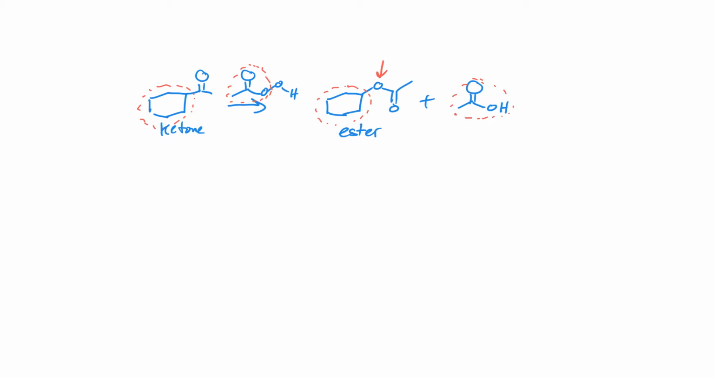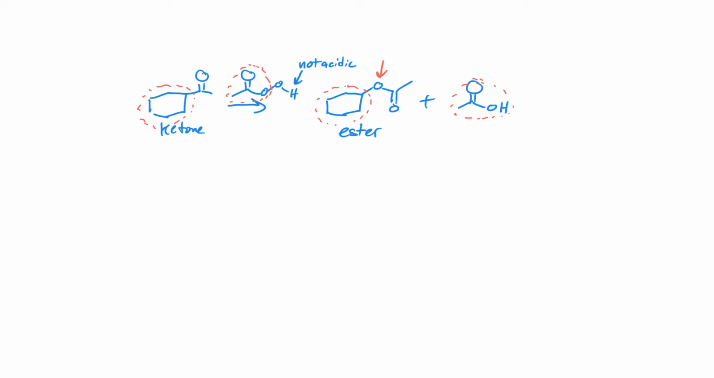I would like to point out that this H here is not acidic. So this peroxy acid that I have right here is not the same as a carboxylic acid. This H is not acidic because this O is not resonance stabilized. So it's about as acidic as a normal alcohol OH. So how does this work?